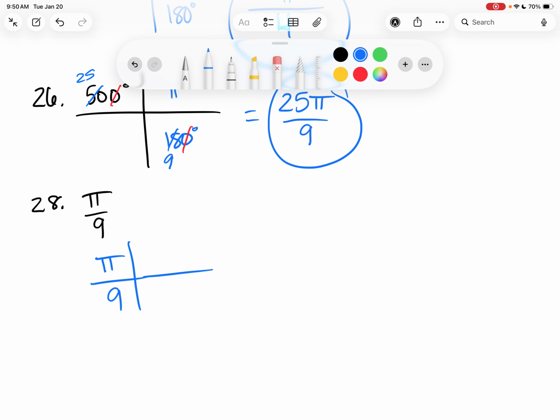Now, I use my conversion factor, but instead of it being pi over 180, I need the pi's to cancel, which basically eliminates my radians, so it's going to be 180 over pi. So my pi's cancel. 9 goes into 180 how many times? 20, so this is just going to be 20 degrees.